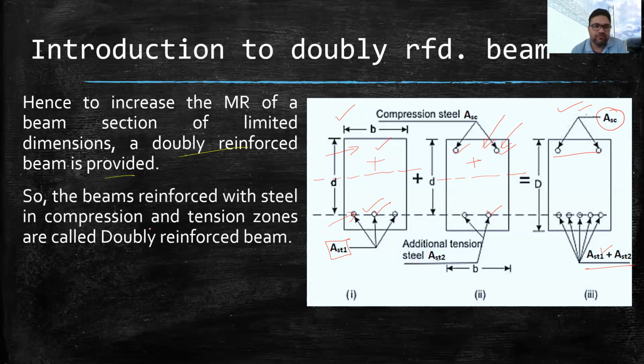Therefore, when the beam is reinforced with steel in the compression as well as in the tension zone, we call this beam a doubly reinforced beam. Ultimately, what we have done in this doubly reinforced beam is that we have made this beam strong on the compression side as well as on the tension side. That is the concept of a doubly reinforced beam.